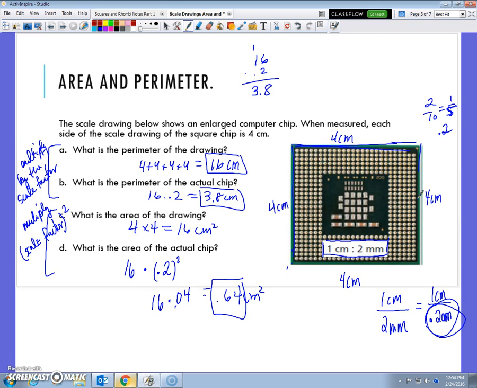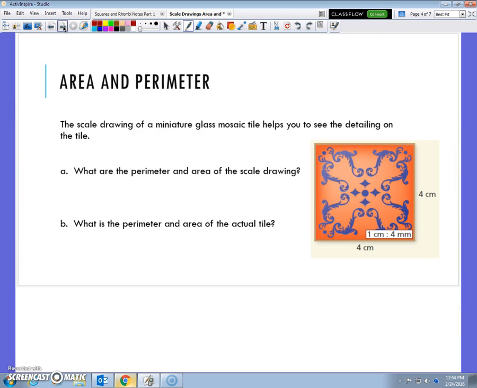Okay, so that was only the first example. We need to do a few more, I think, until we get good at these. Again, we have a scale drawing here of a miniature glass mosaic that helps you see the detailing on the tile. Obviously this is a bigger picture than what the actual tile would be. It shows that each side is 4 centimeters. Since it's a square, we can just write that on all of them. And it says, what are the perimeter and area of the scale drawing? Well, this is the drawing itself, so let's find the perimeter and area. The perimeter is the sum of all the sides.